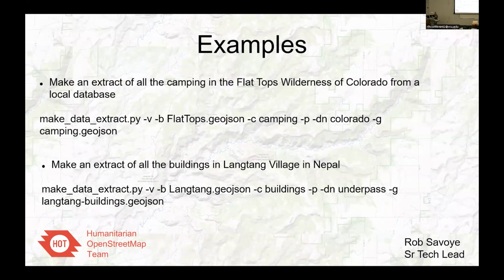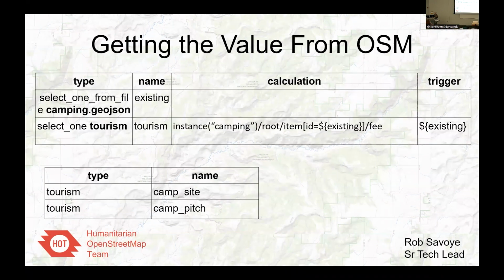The first one is, I'm out camping, and so I want to pull all the campsites in Flat Tops Wilderness, where I'll be next week, from Postgres running on my laptop because I'm sitting in the woods. Maybe I'm working on Langtang Village in Nepal post-earthquake, so now I'm using Underpass because I have an internet connection, and so I'm making that building extract that way. The idea is that you want to make an extract from multiple input sources.